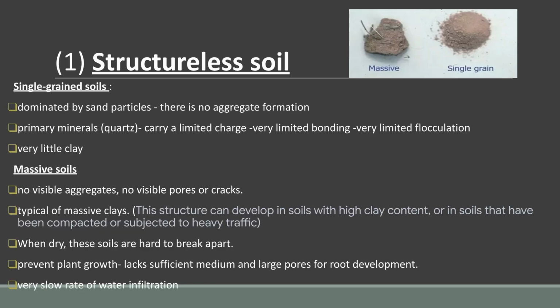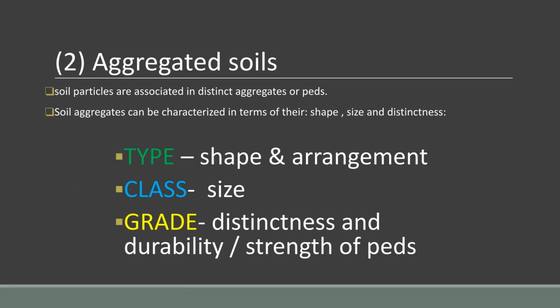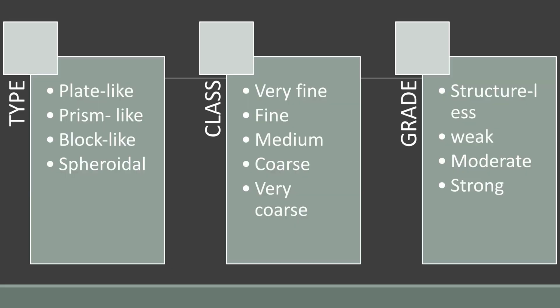Structureless soils include single-grained, dominated by sand particles, and massive soils, typical of compacted clays with no visible pores or cracks. Both restrict plant growth and water infiltration. Aggregated soils have distinct aggregates, or peds. They are characterized by their type, which is shape and arrangement, class, which is size, and grade, which is distinctness and durability. The type of aggregate structure includes plate-like, prism-like, block-like, and spheroidal. Classes are very fine to very coarse, and grades range from structureless to strong.